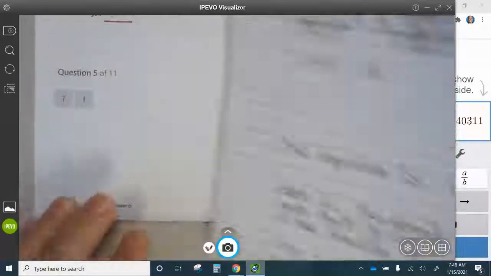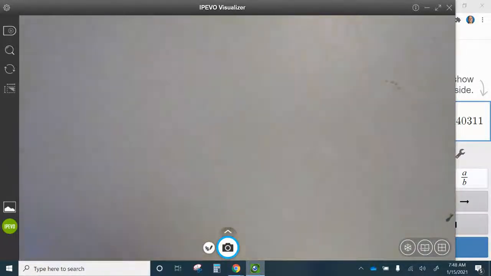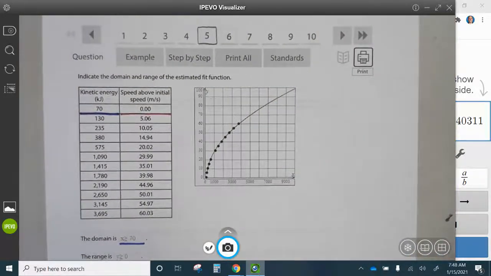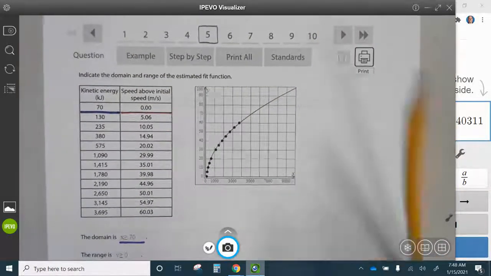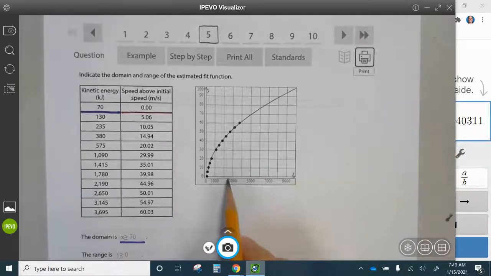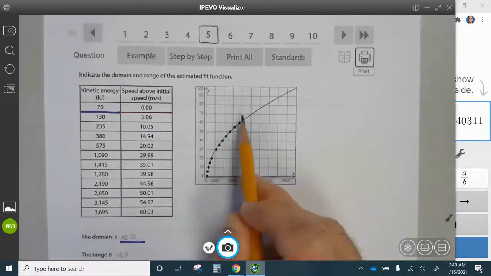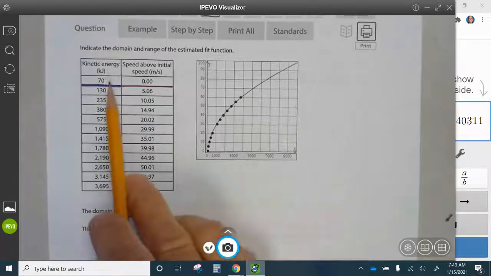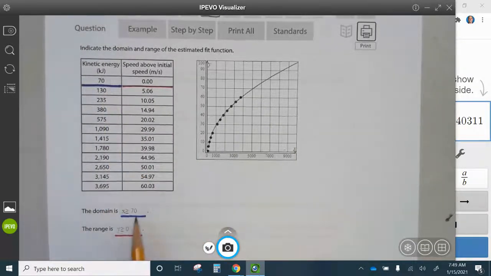All right, let's go and look at the next question. Question 5. Indicate the domain and range. The domain and range is very simple. The domain is greater than or equal to because it's going to the right, and the range is y greater than or equal to because it's going up. So then the domain is based on the x value of the vertex. So the domain is x greater than or equal to 70, and the range is y greater than or equal to 0.